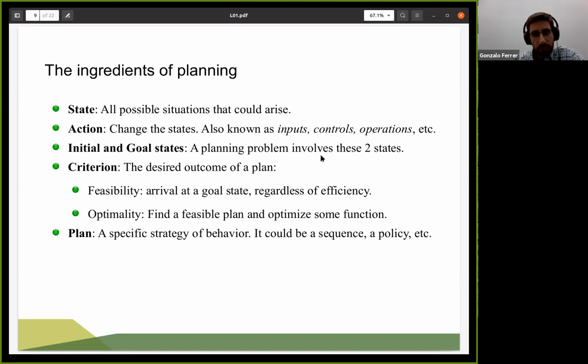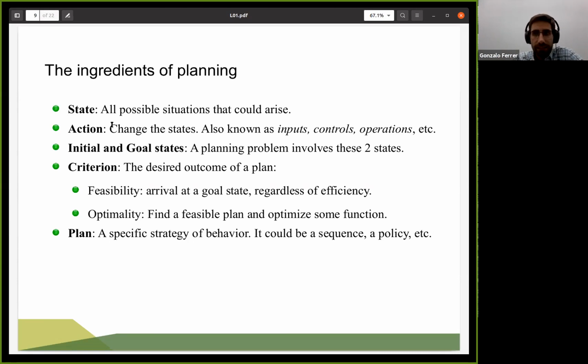So let me put it a little more formally, well, not very formal, but a little more formally, which are these ingredients for planning. I have talked so far about state. States are all possible situations that could arise. In the case of the piano, it is how the piano is oriented and how it is positioned in the 3D world. In the case of the stick, it is the same, but on the plane.